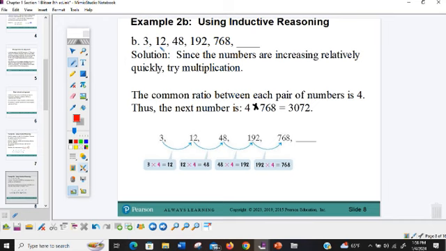3 times 4 is 12. 12 times 4 is 48. 48 times 4 is 192. 192 times 4 is 768. So what they're actually doing is they're multiplying. They call that a common ratio. They're multiplying by 4 each time. So to find the next number in this pattern, we would do 4 times 768, and we end up with 3,072. This is using inductive reasoning, specific examples to come up with a general conclusion that they were multiplying by 4.